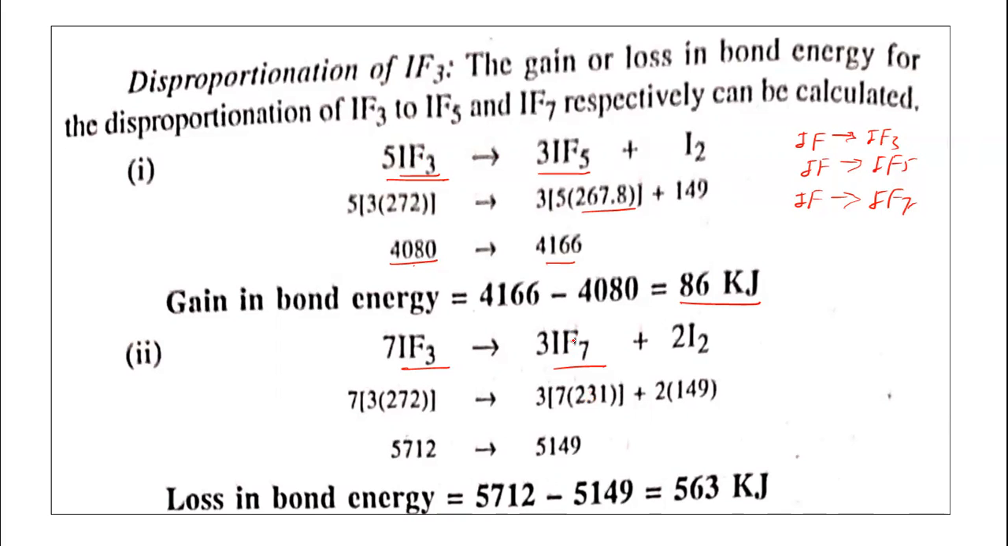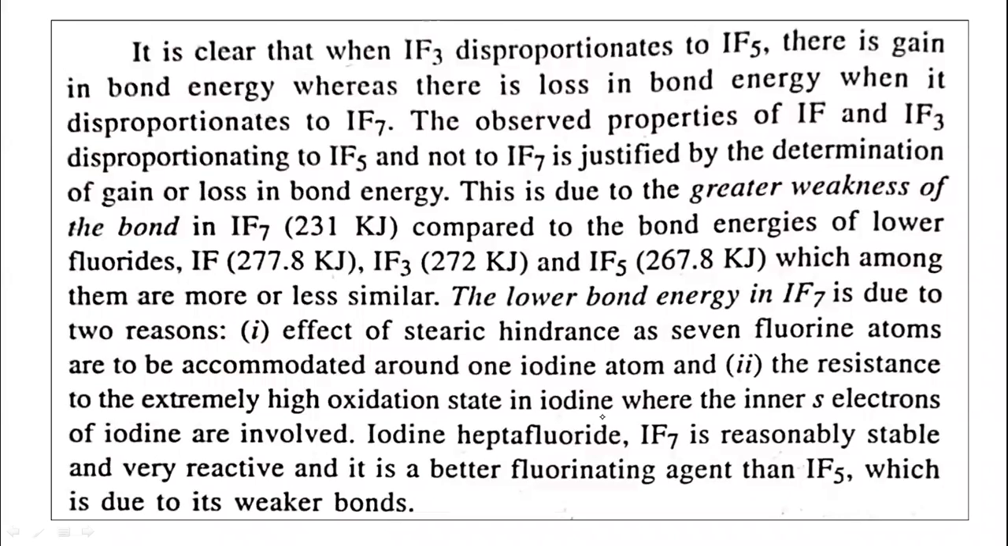So IF7 is very unstable, and 7 bonds are there. So 7 multiplied by 231, and it is multiplied by 3, as 3 molecules are there, and twice I2, so 2 multiplied by 149. Okay. So the bond energy of the reactant is greater than the product. So there is a loss in bond energy. So this conversion is not possible, because there is a loss in bond energy. As there is a loss in bond energy, that is not converted.